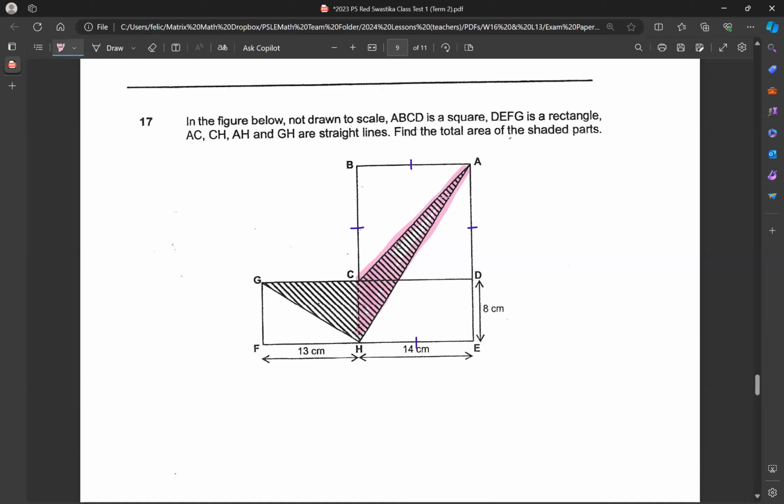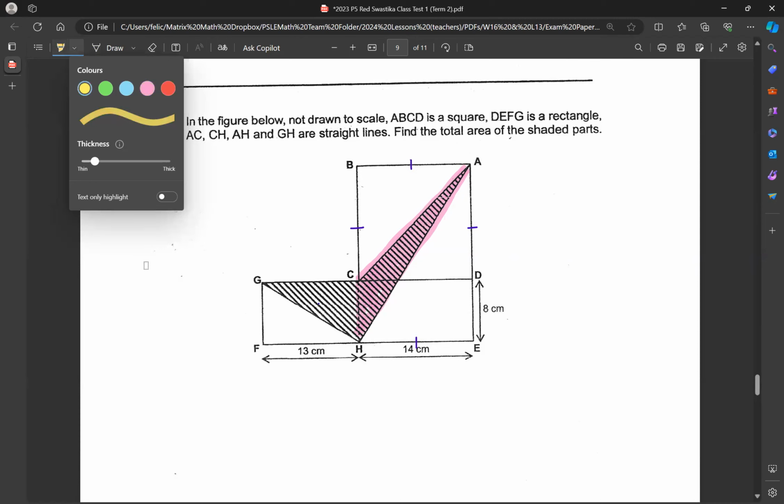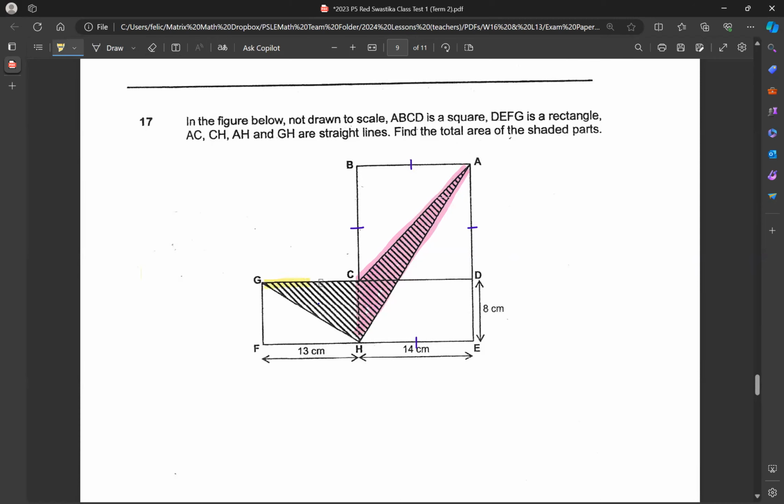Okay, so I'm just going to color this as the pink triangle. So you can use your highlighters to color code as well. All right, and the next one will be triangle GCH. GCH will be the next shaded triangle we can work with later. All right. Okay, so for these 2 triangles, you can check whether you are able to easily get the base and the height of these 2 triangles. If can, then you should straight away work with the shaded triangles. If cannot, then you work with the unshaded triangles instead.